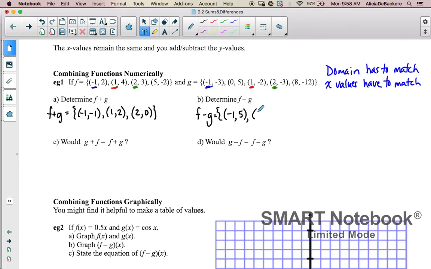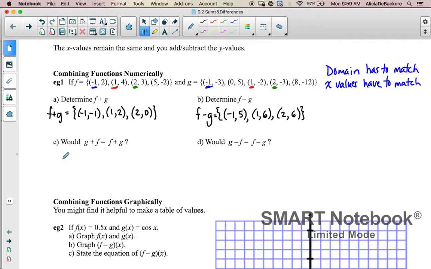And then moving on, my second x value that matched was 1. I'm not changing it. I'm just going to subtract the y values. So again, starting with 4, because I'm starting with f, I'm subtracting -2, so that ends up being +2, and I get 6. And then for our x value of 2, again, subtracting the y values, I start with 3 and I'm subtracting -3. So that'll give me a +6 as well.